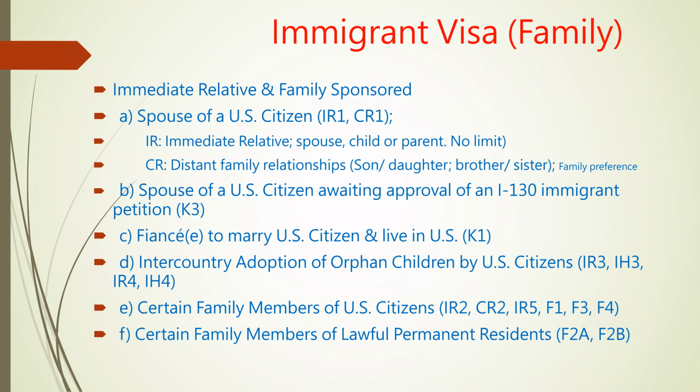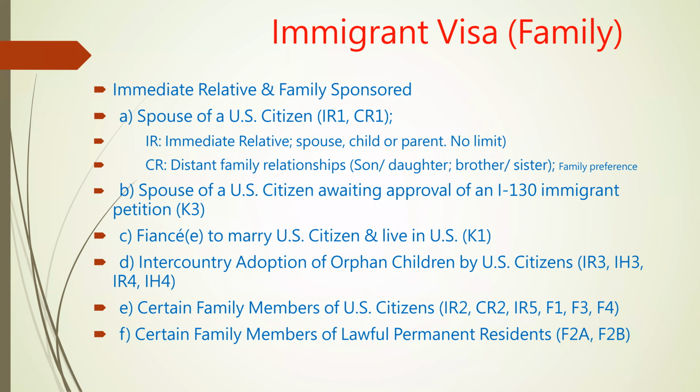So IR, IH3, IR4, IH4. So here what happens is there is an orphan child in India and someone is trying to sponsor them for life. They are going to keep them in their home and they are going to feed them for free. They are going to buy their books and all the material for free, their clothing and everything, and they have to show their seriousness. So the US government is going to approve the immigrant visa for that particular child. Most of the times they bring the children. So it's an orphan child visa, it's an immigrant visa.